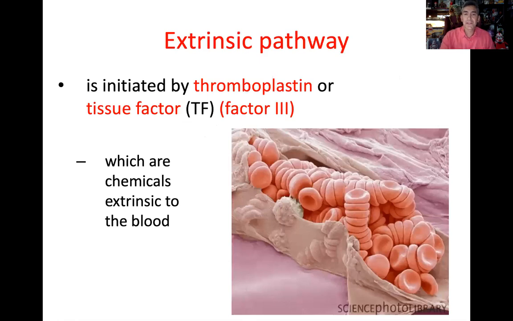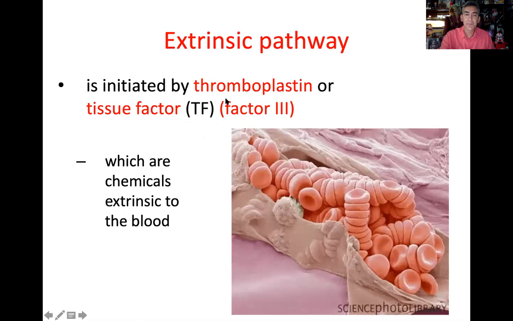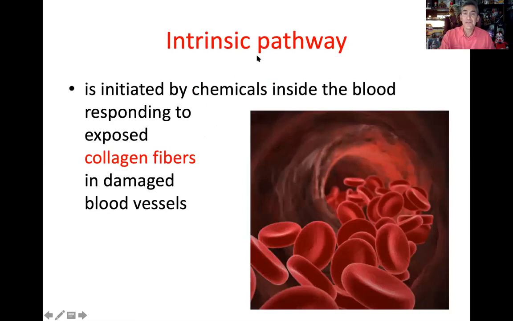So again, the extrinsic pathway on the right here, there's that important tissue factor, or we call that factor 3. So the blood vessel has been ruptured. So now blood is in contact with tissue outside of that blood vessel. So the chemicals are extrinsic, outside of the blood. The intrinsic pathway is initiated by chemicals inside of the blood responding to collagen fibers.